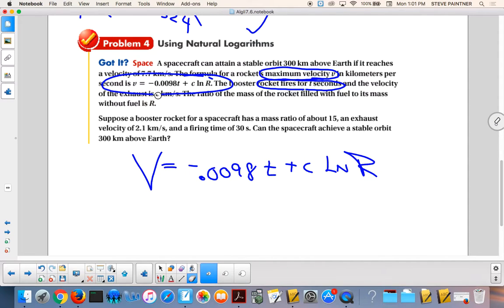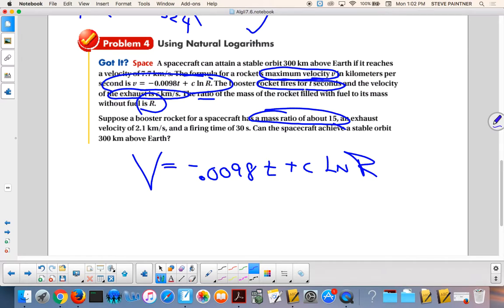This one says your exhaust. The exhaust of the rocket is C kilometers per second. The next one talks about a ratio, the ratio of the mass of a rocket filled with fuel to its mass without fuel. That's capital R. So it's just a ratio. Suppose a booster rocket for a spacecraft has a mass ratio of about 15. That's R. An exhaust velocity of 2.1. That's C. Firing for how long? 30 seconds.